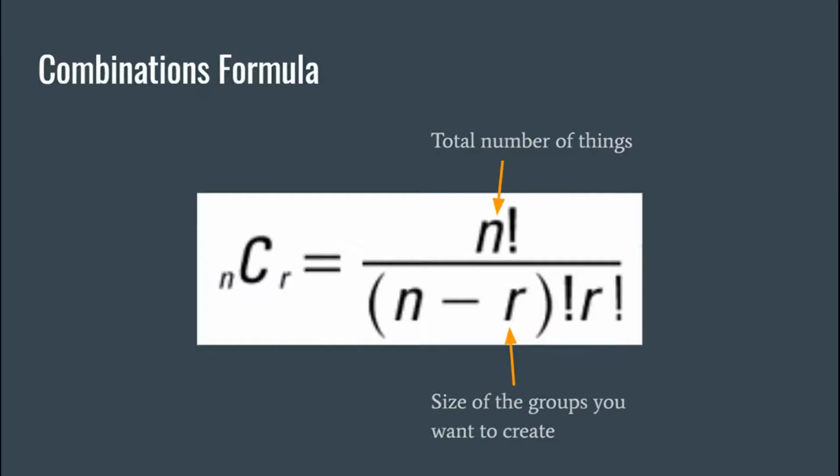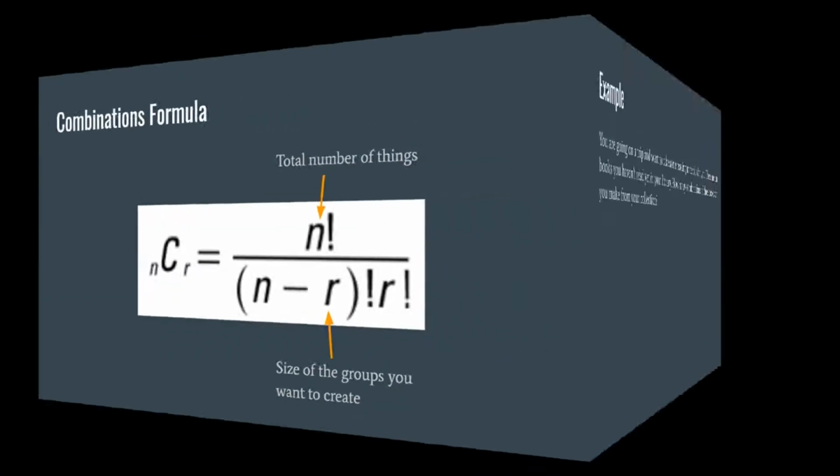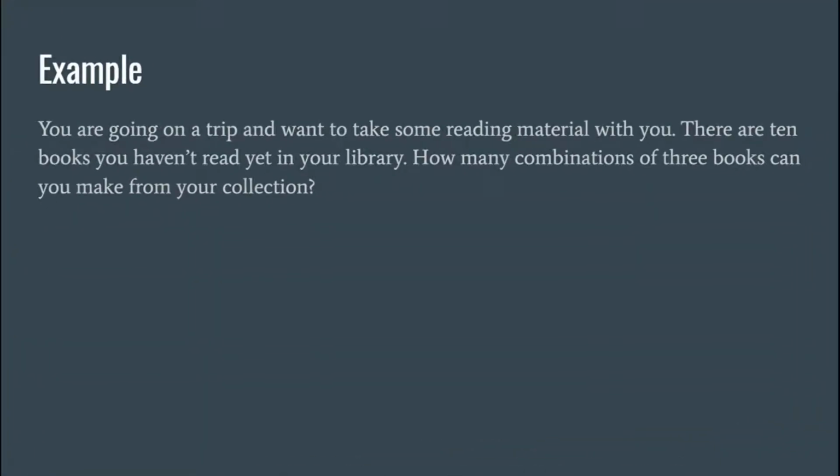Okay, so let's see how this is used. Here's an example. You're going on a trip and you want to take some reading material with you. You have 10 books that you haven't read yet, and how many combinations of 3 books can you make from your collection? How do you know this is a combination and not a permutation? Well, remember what I said earlier. Permutations have a specific rule or particular order that you're going to put the things in. In this case, it doesn't say that you're putting the books in any particular order, just that you're taking 3. That's what makes this a combination.